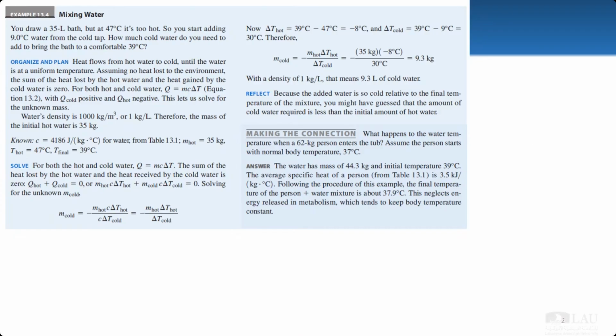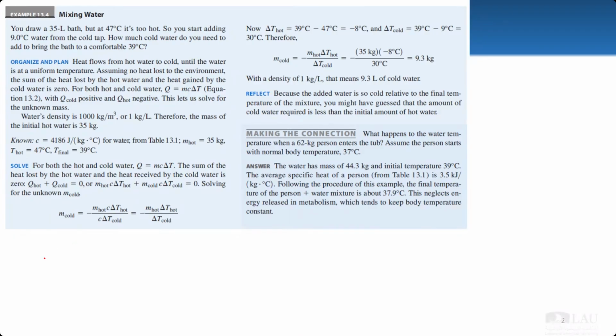So we have here, you draw a 35 liters bath, but at 47 degrees Celsius, it feels too hot. You start adding 9 degrees Celsius water from the cold tap. How much cold water do you need to add to bring the bath to a comfortable 39 degrees Celsius?